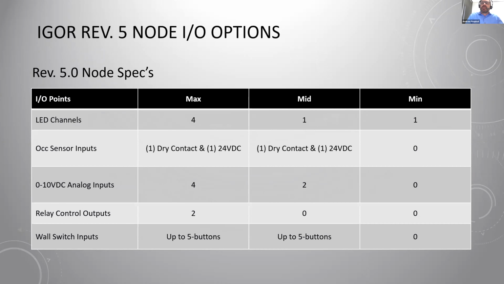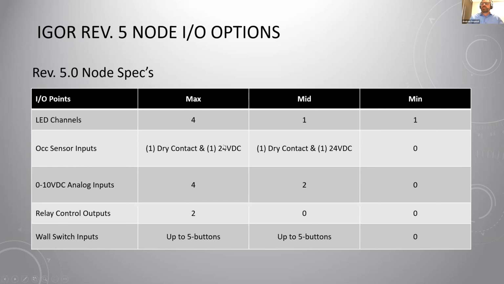Getting into some more details on those I/O options between the max, the mid, and the min node versions. This covers both the network and the device, since they're the same from that standpoint. Obviously, the max has 4 LED channels versus 1 for the mid and the min. From an occupancy or motion sensor input standpoint, only the max and the mid have inputs for those types of sensors, and we designed it to handle either a dry contact signal or a 24 volt DC active high, so your typical blue control wire signal.